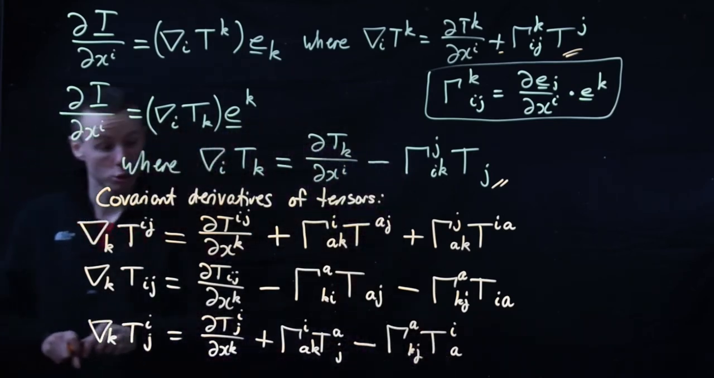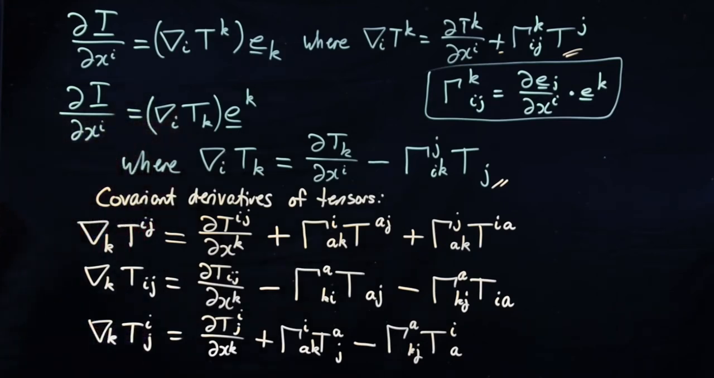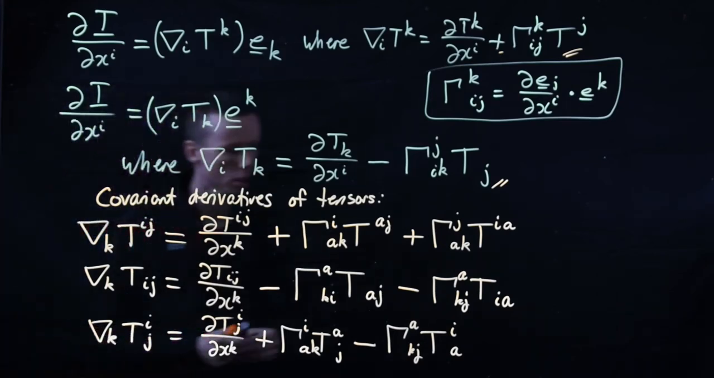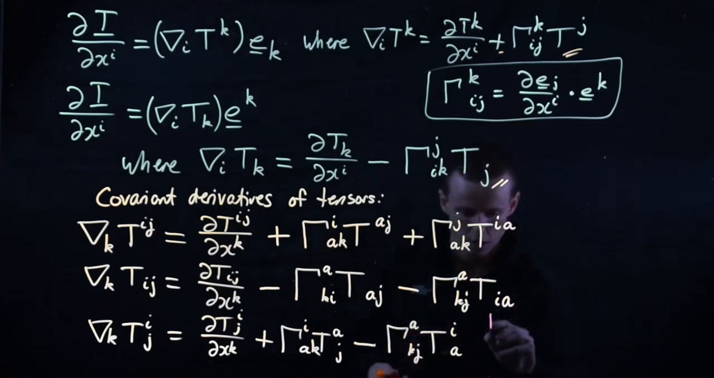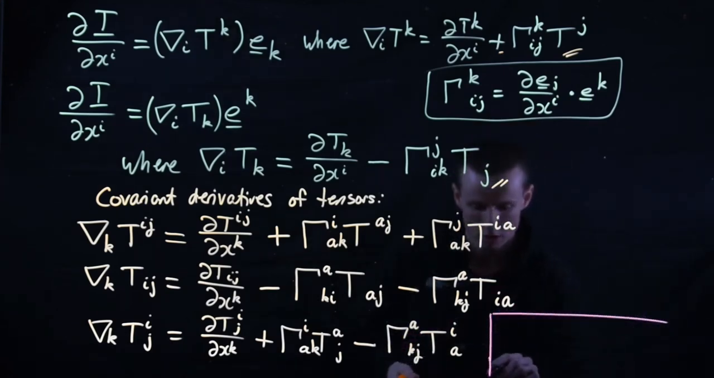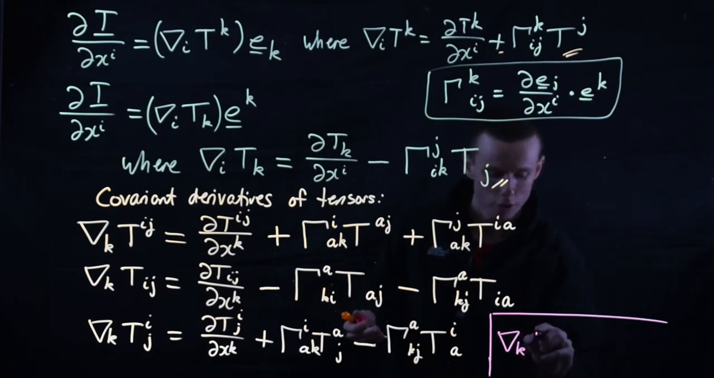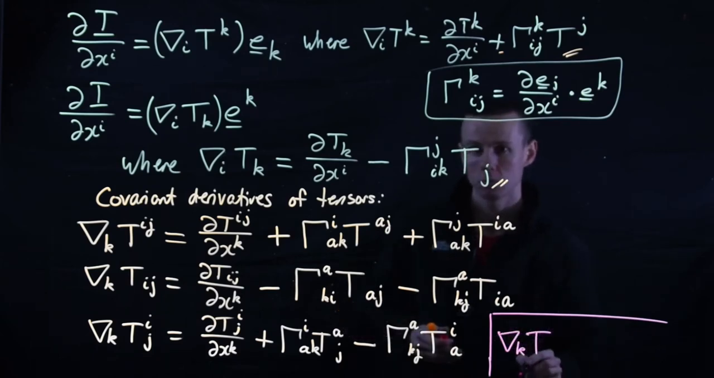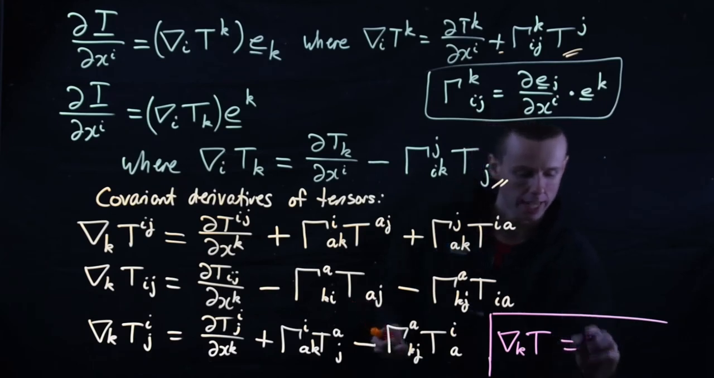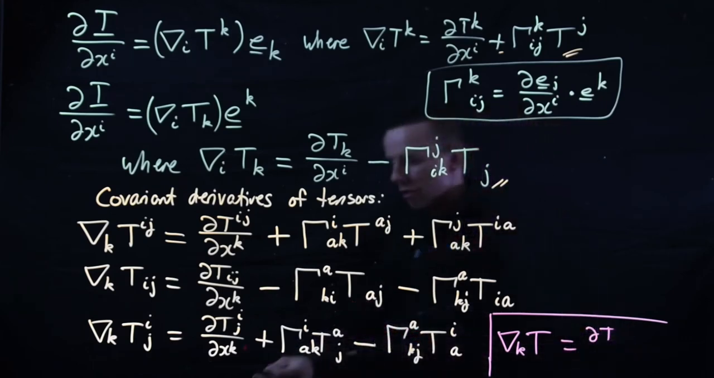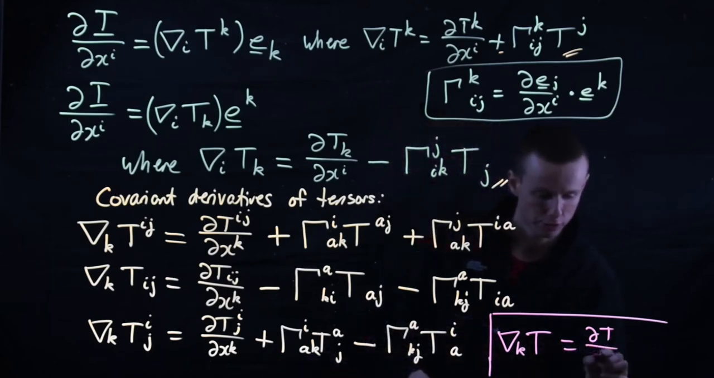And maybe also I should just point out, I'll just write this one at the side. If you have a covariant derivative of just a scalar, so a rank 0 tensor, you only have this term, so you don't have any terms with Christoffel symbols. It's just the partial derivative.